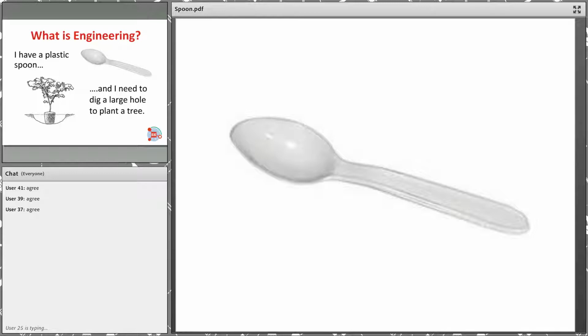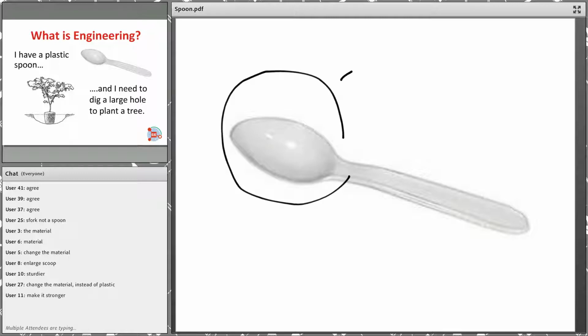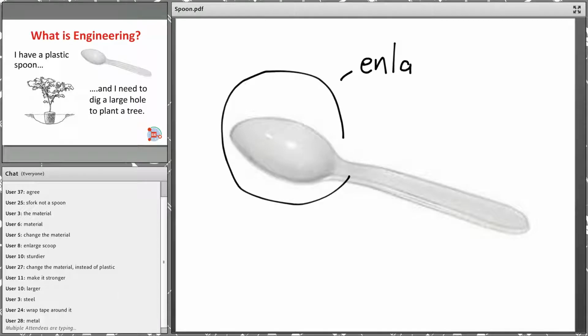So what are some things you might want to change about my spoon? You can put that in the chat pod on the bottom. And as we offer some suggestions, Shava is going to draw on our image of a spoon here to give us an understanding of what we're thinking about. All right, so changing the material, I think that's a great idea. What material would you recommend changing it into? Steel, okay. So let's change it to metal or steel.